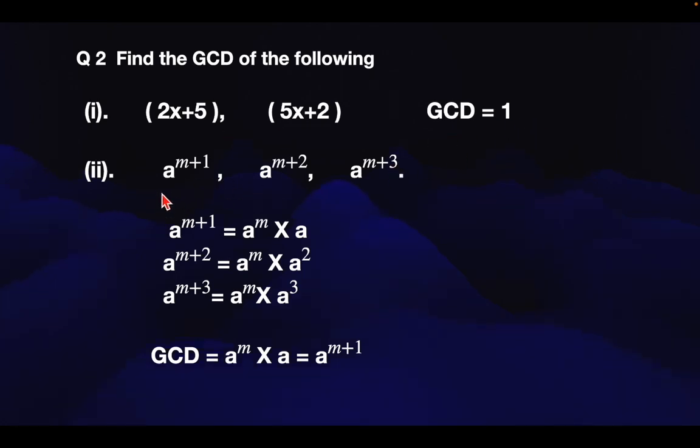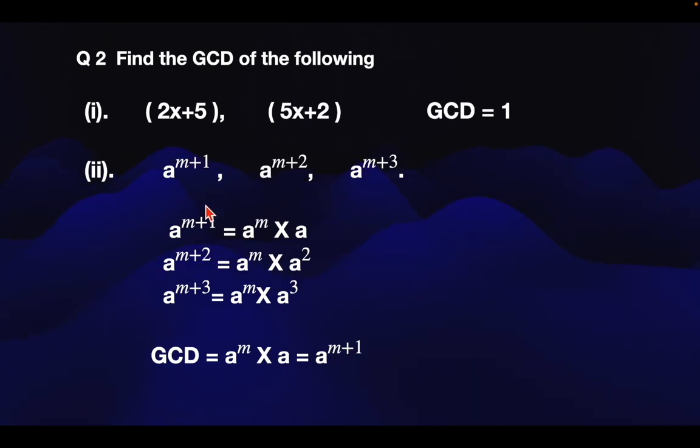Okay, so here it is a raised to m plus 1, a raised to m plus 2, a raised to m plus 3. This I am writing for your understanding. Otherwise directly you can write down the answer. So what is the common divisor here? A. And which is the least power? Obviously it is m plus 1. So the GCD is a raised to m plus 1.